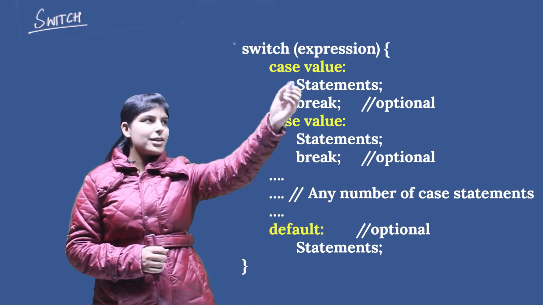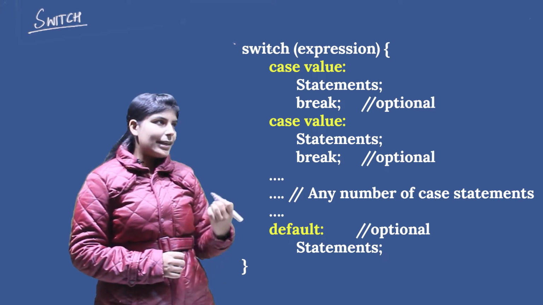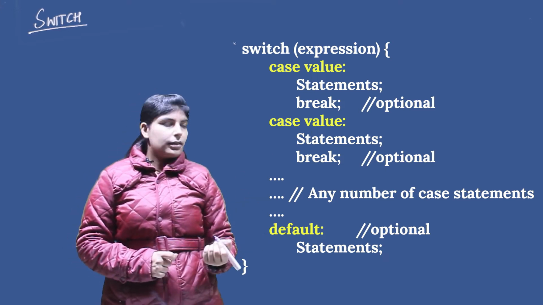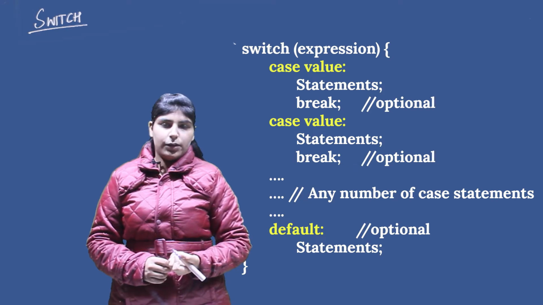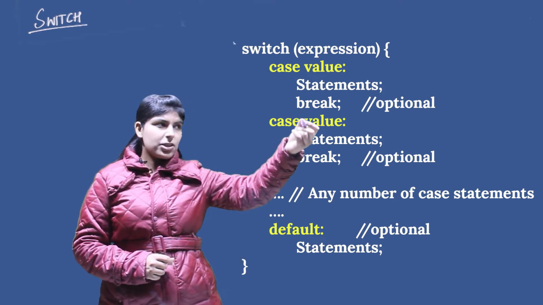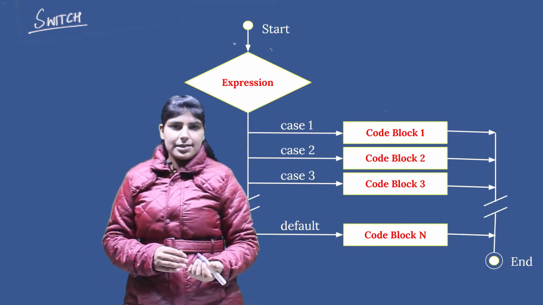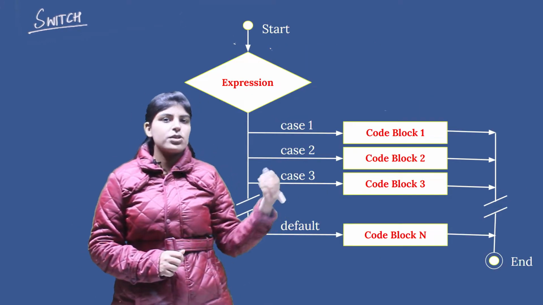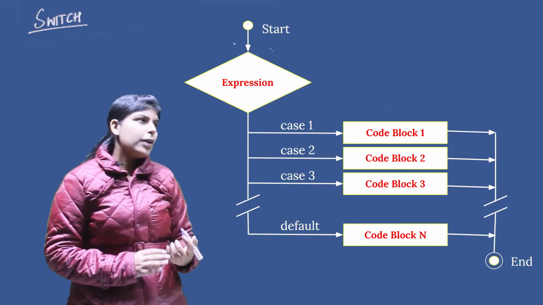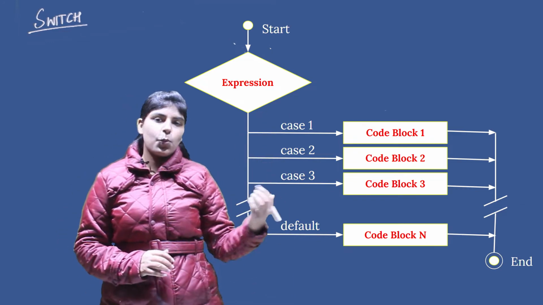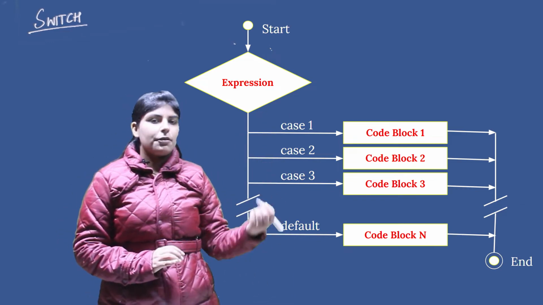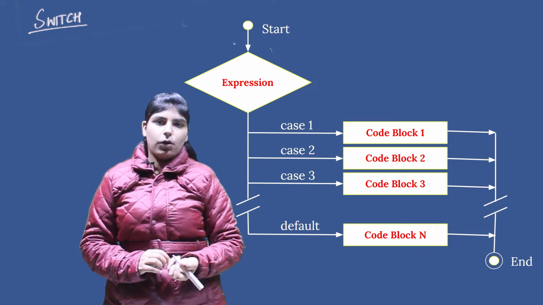So each value here is called as case. So we write case, then the value. Then we have a colon after each value. So if the value is matched, we execute all the statements written below that case. So let us understand the flow of this code using flowchart of the switch statement. Here we have multiple case values. So whenever the case value is matched, we execute the corresponding code block.